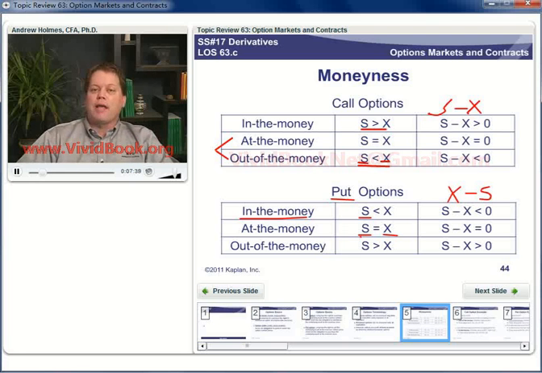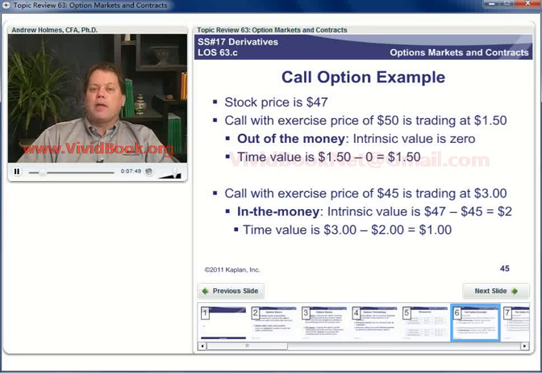The moneyness of the options tells you something about whether they are in the money or out of the money, and we'll work with that concept several times as we go through this material. Okay, looking at a quick example here, what we're doing is dividing intrinsic value from time value.